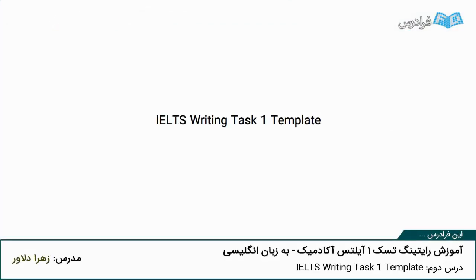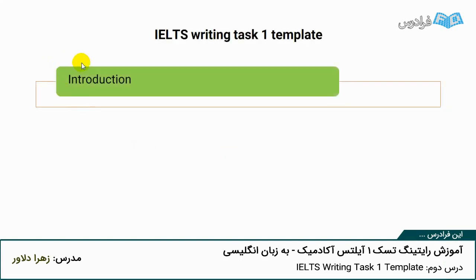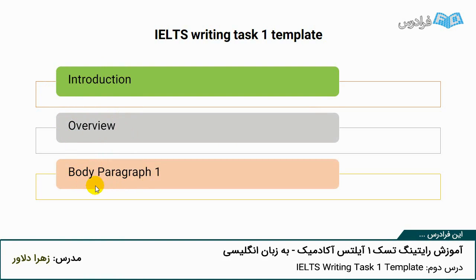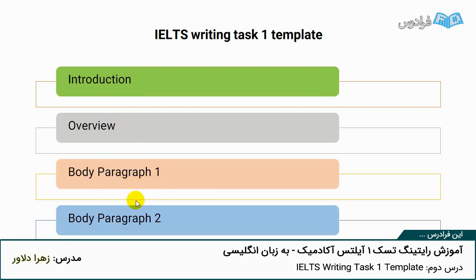Let's check the IELTS Writing Task 1 template. The first thing that you need is writing an introduction. The next one is writing an overview, a clear one, and writing body paragraph 1 and body paragraph 2.